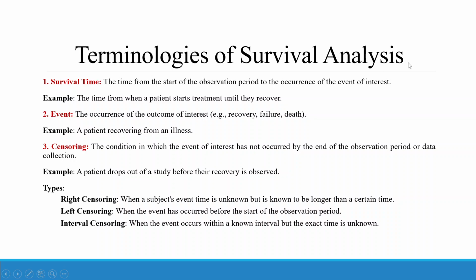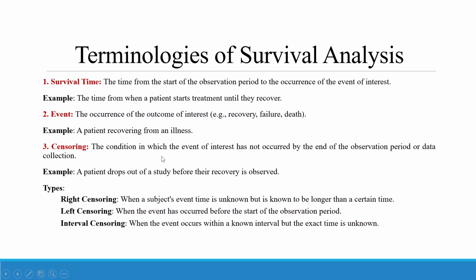Terminologies of survival analysis. Survival time: the time from the start of the observation period to the occurrence of the event of interest. Example: the time from when a patient starts treatment until they recover. Event: the occurrence of the outcome of interest, that is recovery, failure, or death. Example: a patient recovering from an illness.